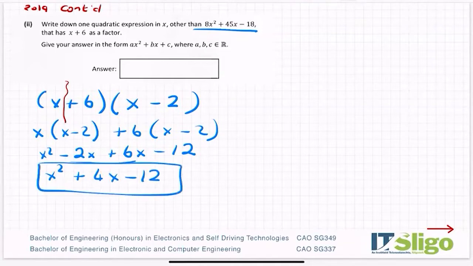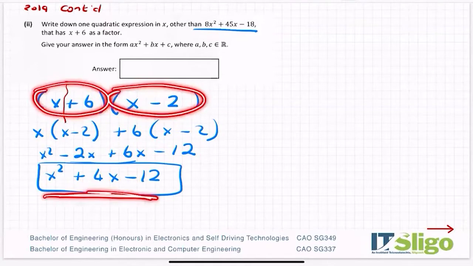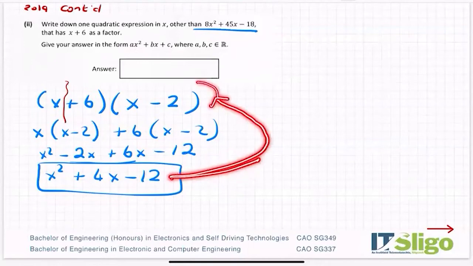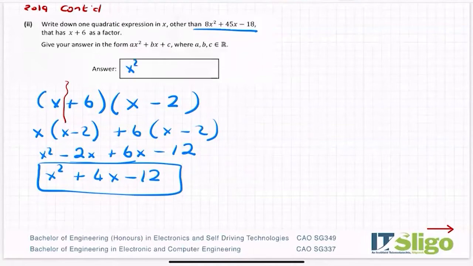When you multiply two factors like this together, you will always get a quadratic in the form ax squared plus bx plus c. Every quadratic goes from factors to a quadratic, or a quadratic to factors to solve. So my answer is x squared plus 4x minus 12. And everybody is going to get a different answer here, because it totally depends on what factor you make up.